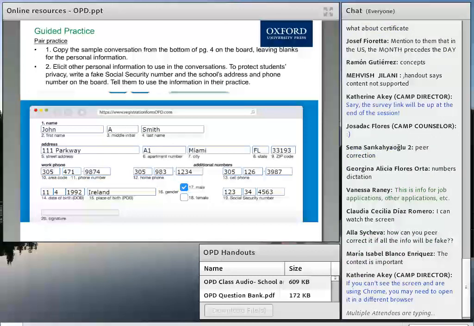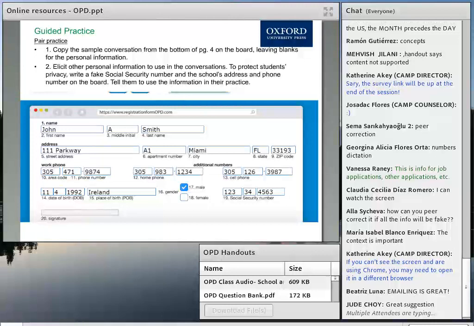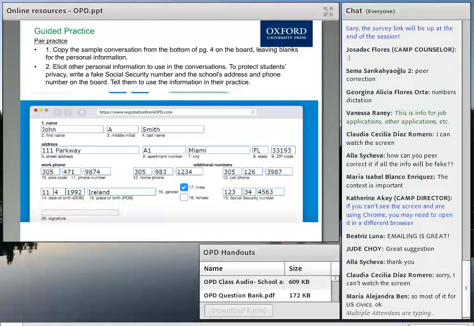How can you peer correct if the info will be fake? So the info would be info you would have given them. So it would be the same info, and you want to make sure that they understood correctly.